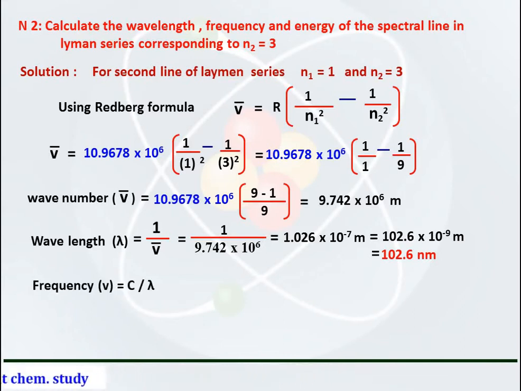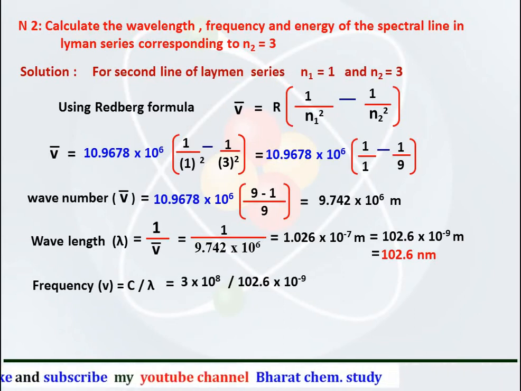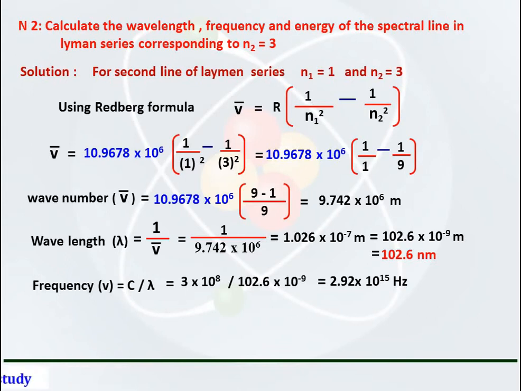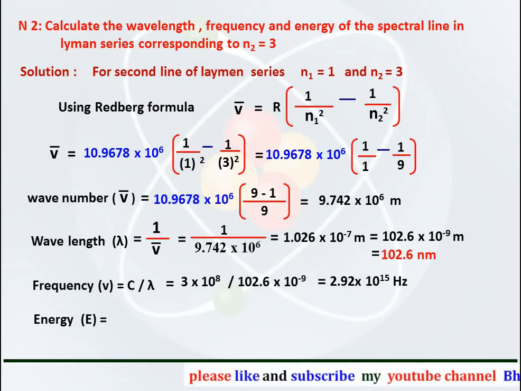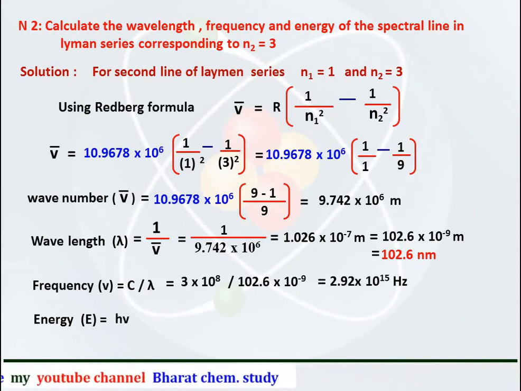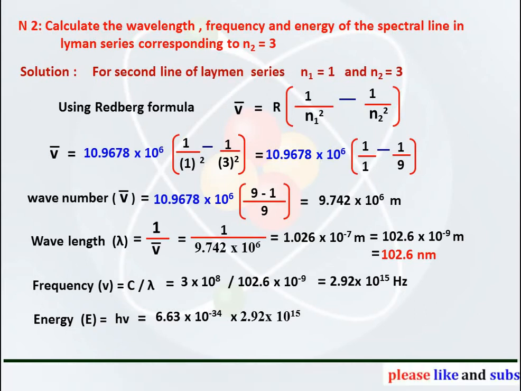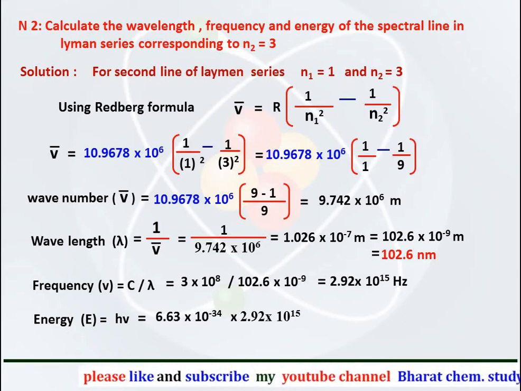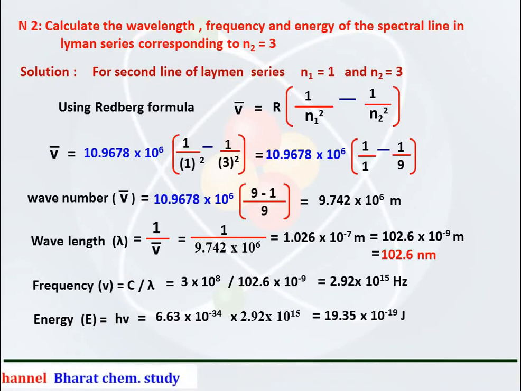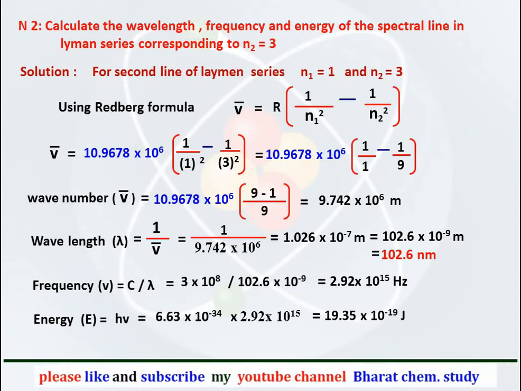Now for frequency, we know that nu is equal to c upon lambda. So on putting the value of velocity of light and wavelength and dividing them, the answer for frequency comes to be 2.92 into 10 to the power 15 second inverse, or we can also write 2.92 into 10 to the power 15 hertz. Energy can be calculated by using the formula h nu by the Planck quantum theory, where h is the Planck constant having value 6.63 into 10 to the power minus 34, and the frequency we have calculated is 2.92 into 10 to the power 15. So on putting the value, the energy of the spectral line comes to be 19.35 into 10 to the power minus 19 joules.